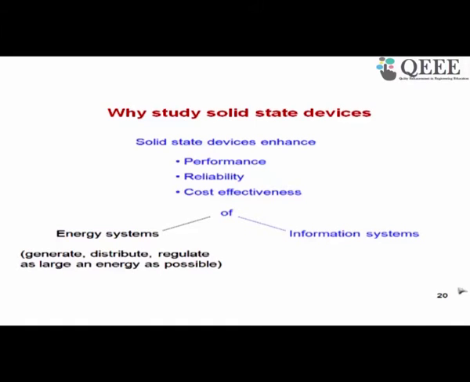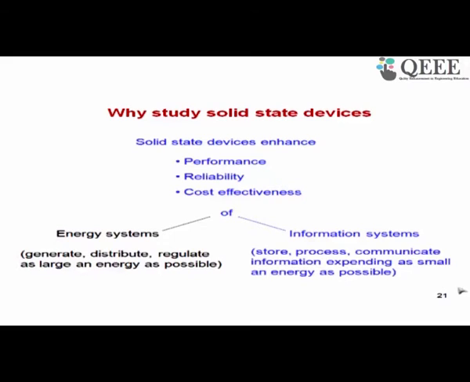Energy systems are those which generate, distribute and regulate as large energy as possible. On the other hand, information systems are those which store, process and communicate information expending as small an energy as possible. So while in energy systems you want to manage large amounts of power, in information systems you want to manage a large amount of information expending as small an energy as possible. That is the difference. So the construction of the two systems and the type of devices used in the two systems will be different.